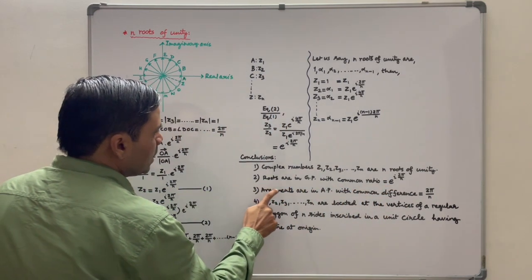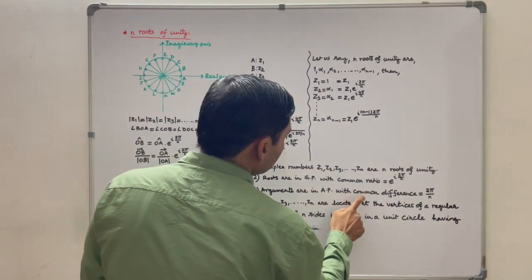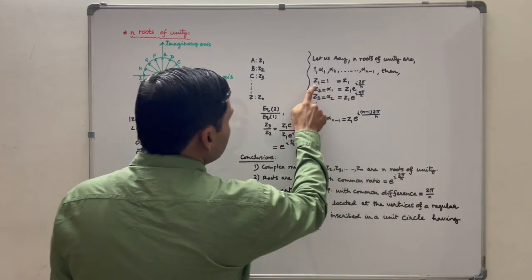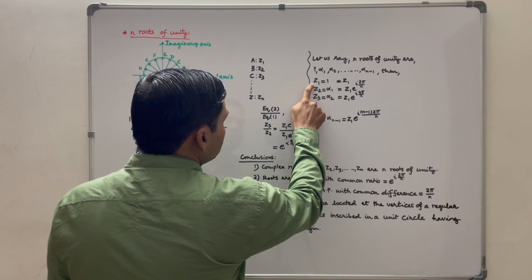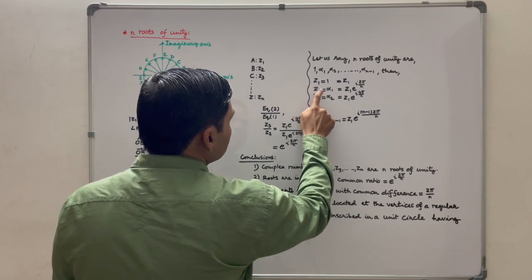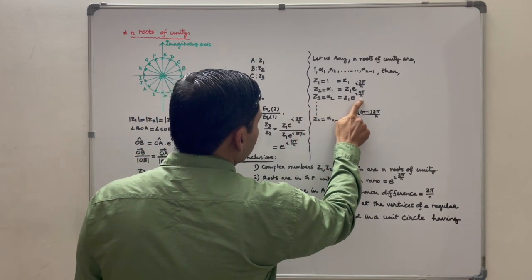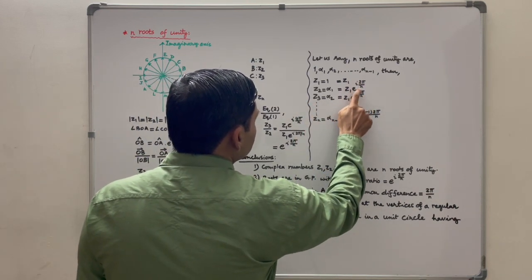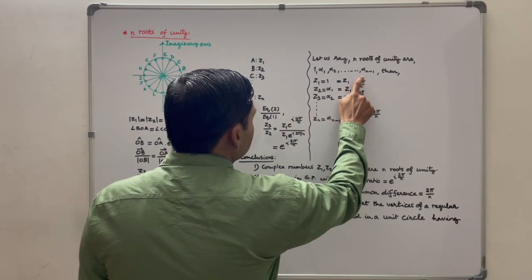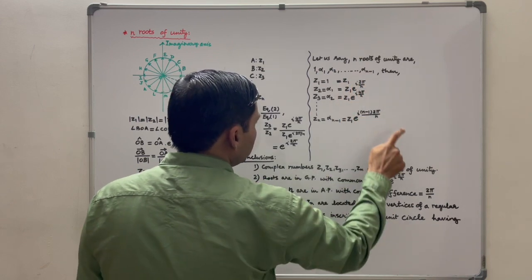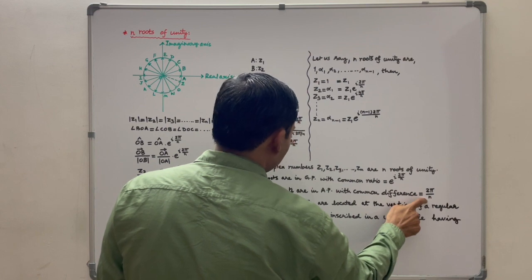Point number 3. Arguments are in AP with common difference equal to 2 pi by n. Argument of z1 is equal to 0. Argument of z2 is equal to 2 pi by n. Argument of z3 is equal to 4 pi by n. So the common difference is 2 pi by n minus 0, or 4 pi by n minus 2 pi by n, and that is equal to 2 pi by n.